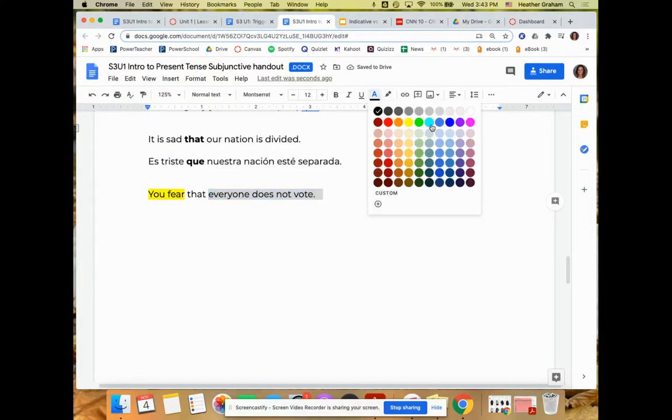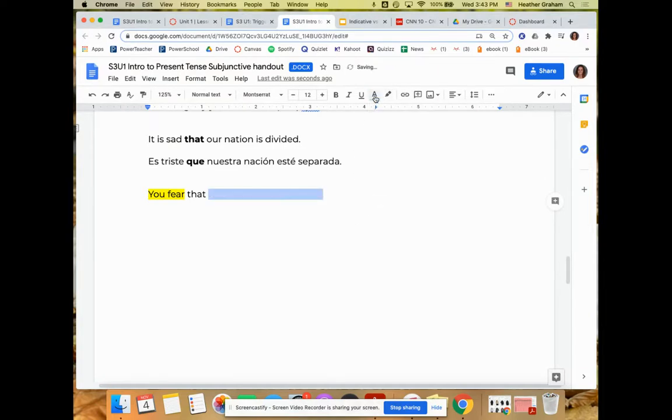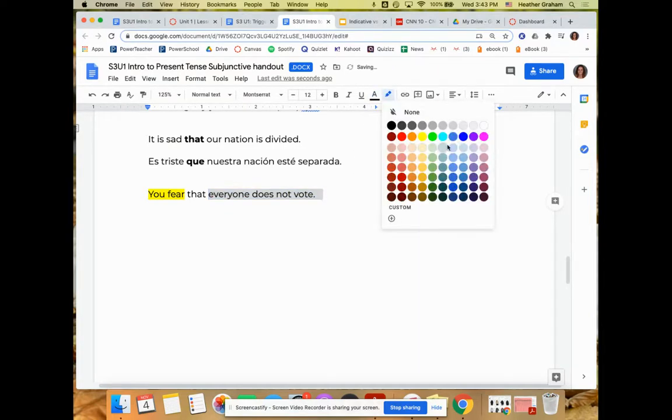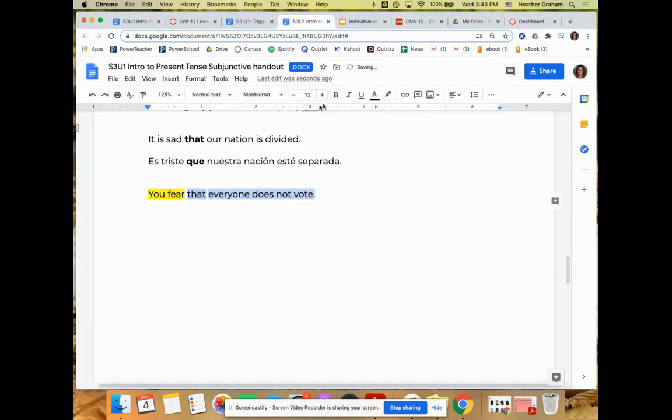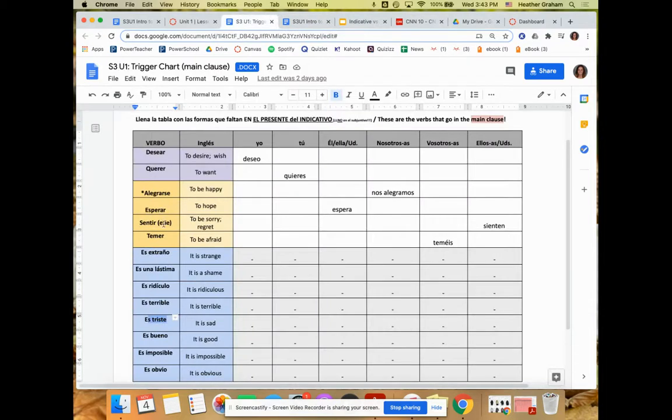Let's do this color. And this is our connector. So "you fear," we're getting from our chart, which is right here. Temer: to be afraid, or to fear.